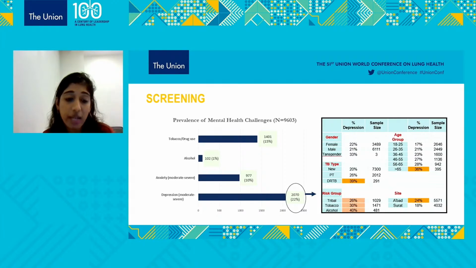And if you look at the right, we also see a higher prevalence among certain risk groups. DRTB, for example, has a much higher prevalence rate among DRTB patients. Risk groups of patients who were coming from tribal communities, as well as patients who had tobacco and alcohol substance abuse challenges, experience higher rates of moderate to severe depression, as well as patients who are elderly and from certain geographic districts, as we expect prevalence to also vary by geography.